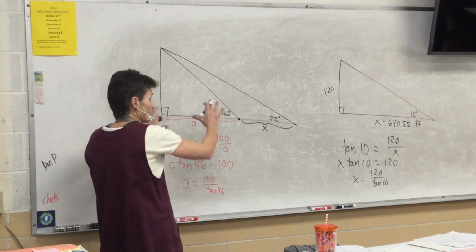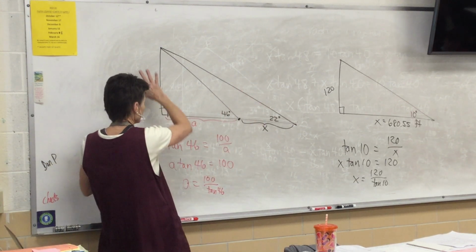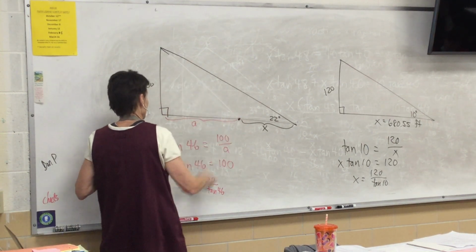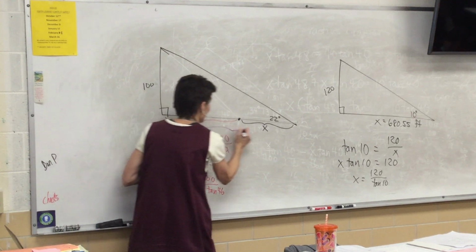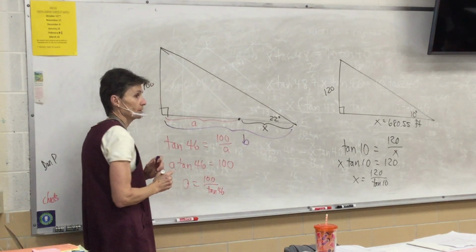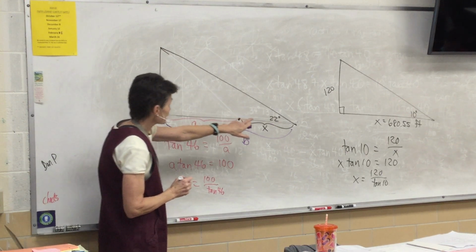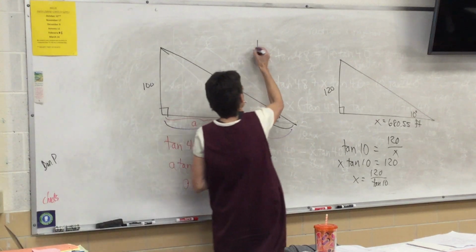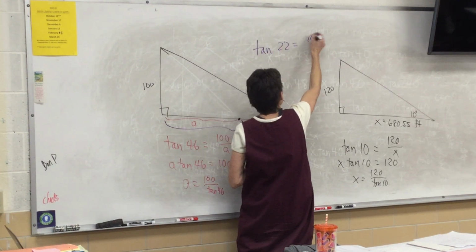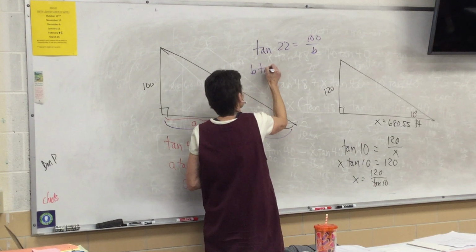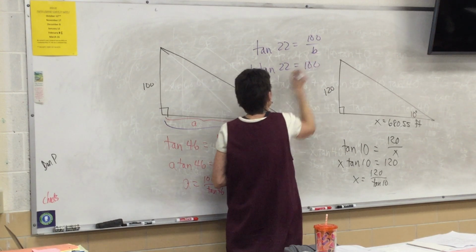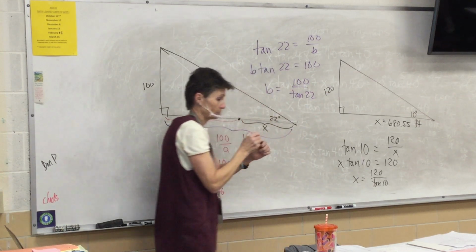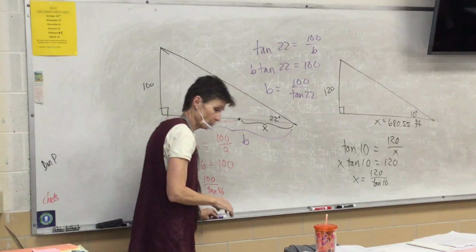Now, look at the big picture. Look at the whole triangle. Pretend for a second this isn't even in there. Can we find this? I'll call it B. Yes. In the whole triangle now, isn't the tangent of 22 100 over B? Yes. So the tangent of 22 equals 100 over B. So B equals 100 over tan 22. Would you agree with me there?